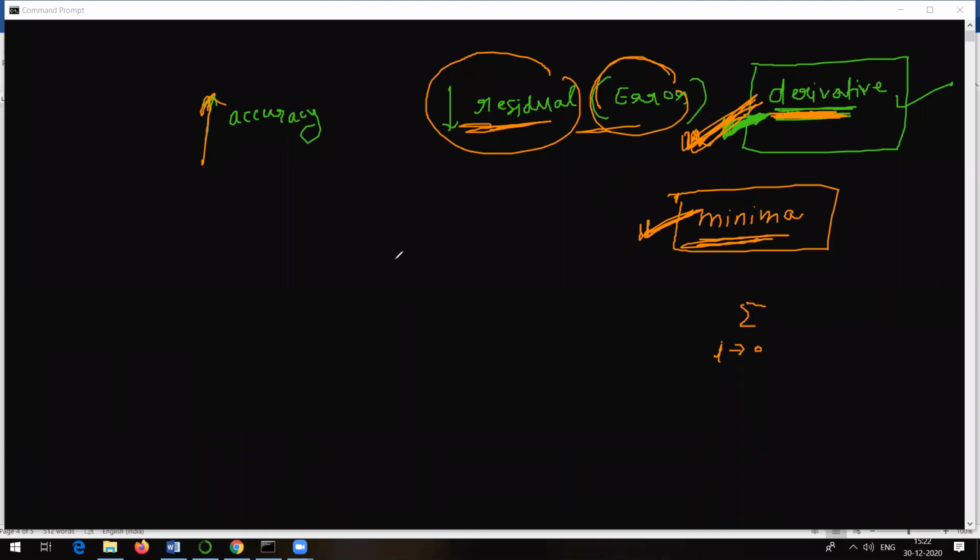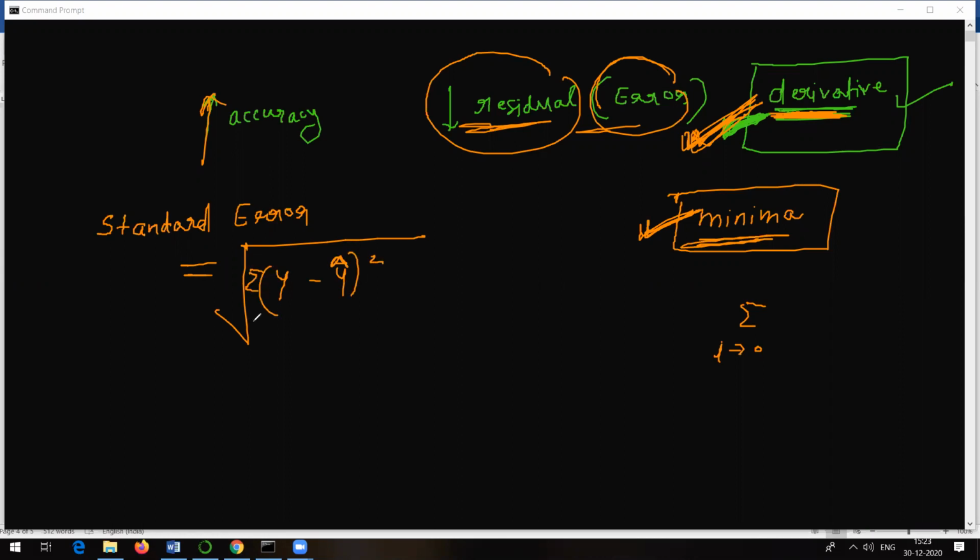Now, first of all, theoretically, what we're going to do is find out something called standard error. The formula for standard error is something like this: y minus y cap, summation of this, the square of this. So summation of (y minus y cap) whole square, divided by n minus 2, where n is the number of records, that is the number of rows, the number of observations.